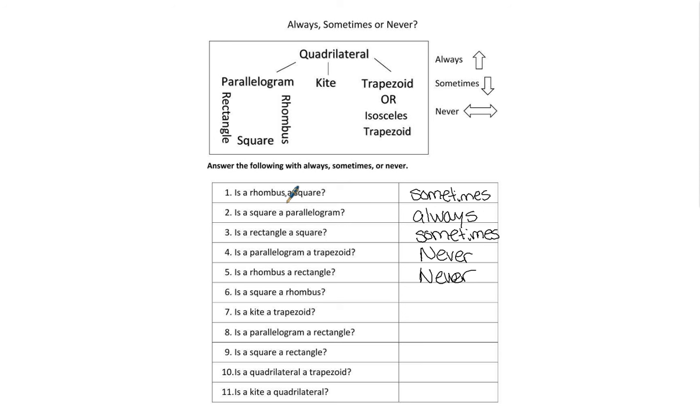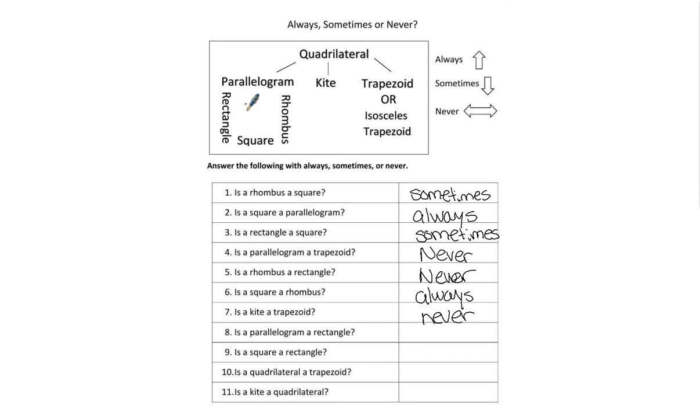So let's go through and check your work. Is a square a rhombus? We have square here. We're going up. So a square is always a rhombus. Is a kite a trapezoid? Well, kite's here, trapezoid's here. We're going across. So that means never. Kite will never be a trapezoid.